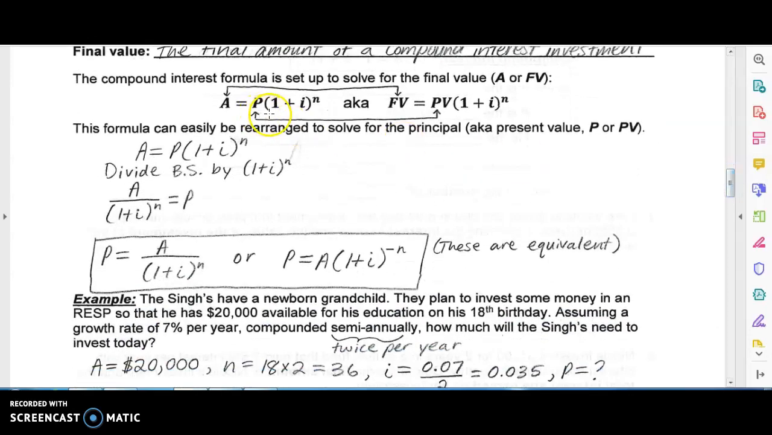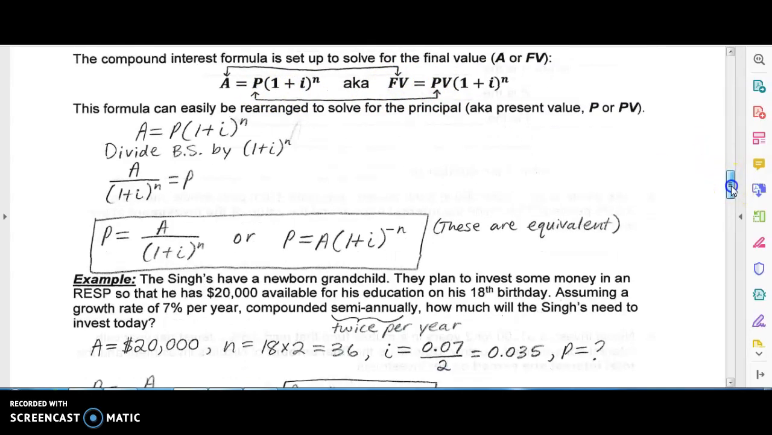A equals P times (1 plus i) to the power of n. And you can see these terms are interchangeable. Future value is the same as the amount. And then PV, which is present value, is the same as the principal, right? Which should make sense. Principal is what you start with in terms of the amount of money, and present value means the same thing. What was the value at the start of the investment or the start of the loan is the present value. Okay, so A and FV, future value, are the same. P and PV, which is present value, are the same.